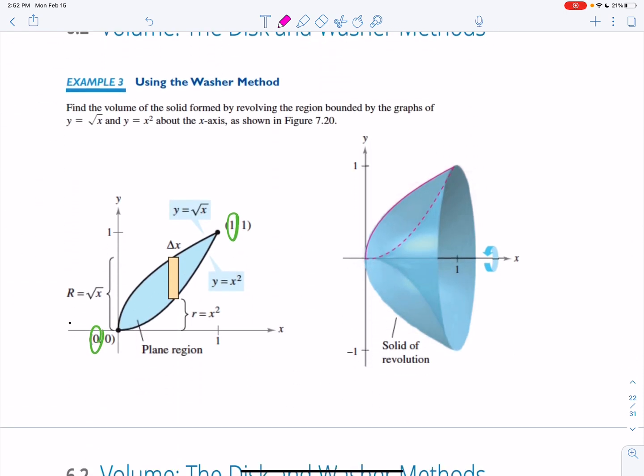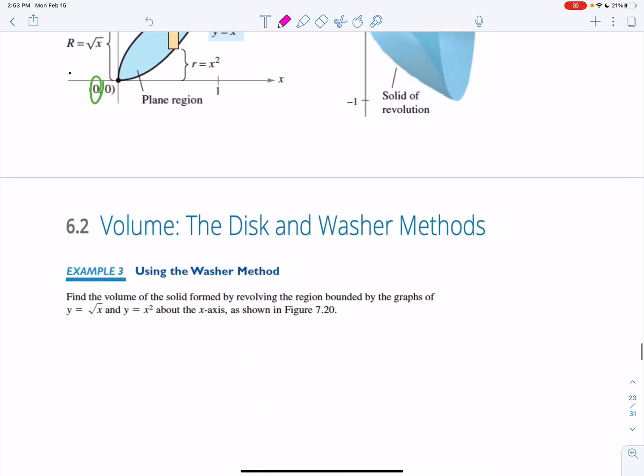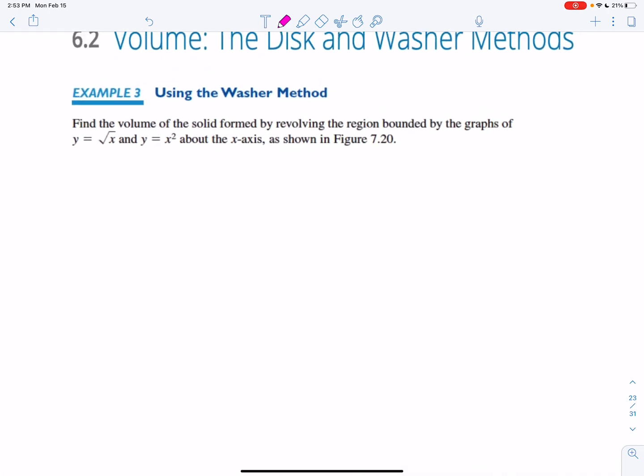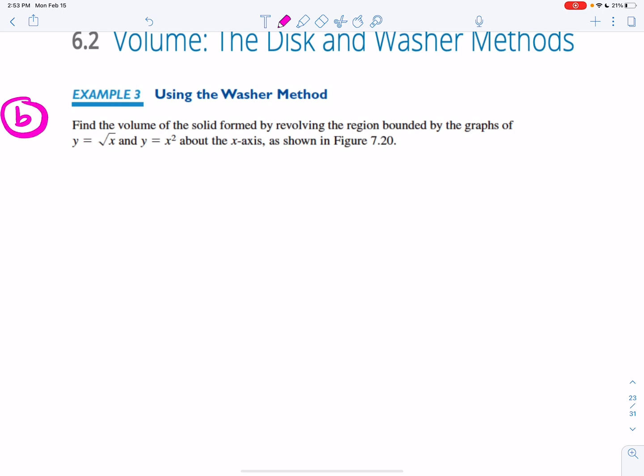This kind of creates a bowl shape of some sort. I don't know how you would describe this one, but that's how it would look. Here's part B. Notice how it's the same question, but actually what I'm going to do here is say, well, you know what? We're going to rotate this about y equals 50.